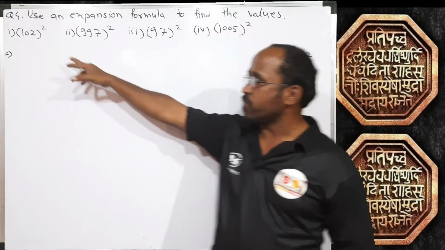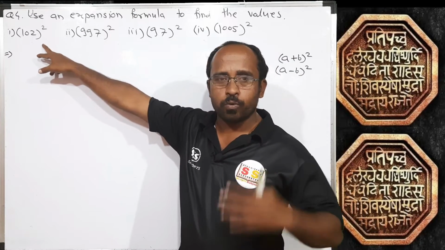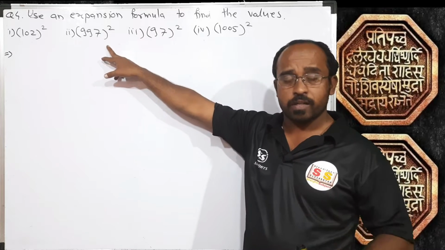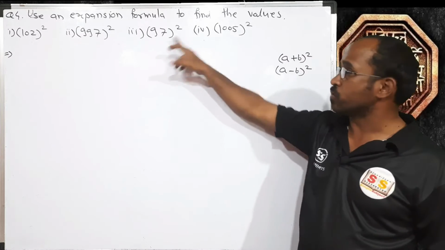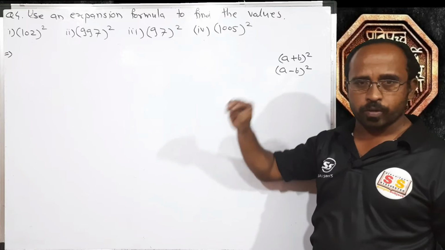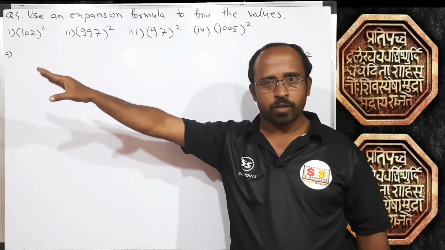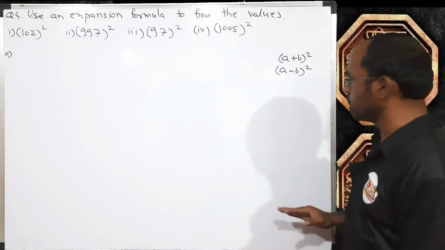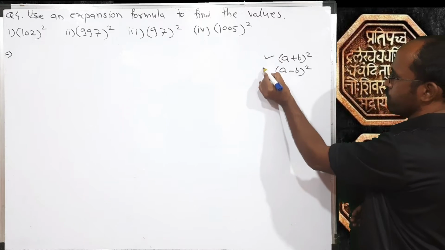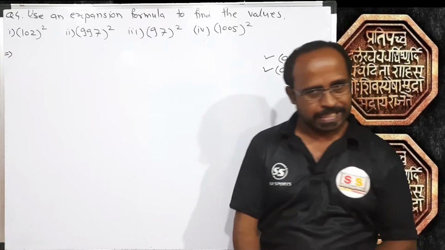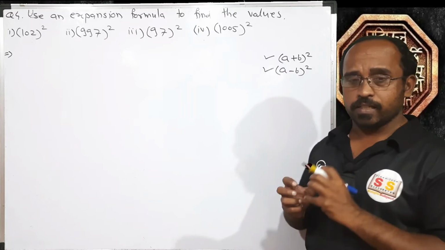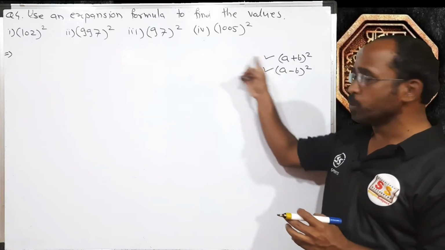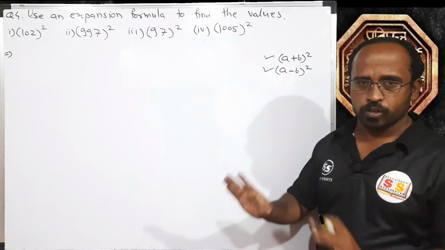So which numbers are given? First number is 102 square, second is 997 square, third is 97 square, fourth is 1005 square. All are squares, so now the third formula is filtered out. We just have to use the formula of either (a plus b) square or (a minus b) square. Clear? Now the question is how to use it and which formula to use.